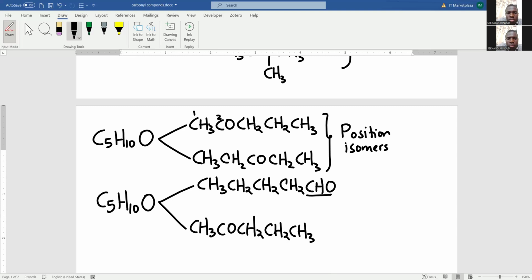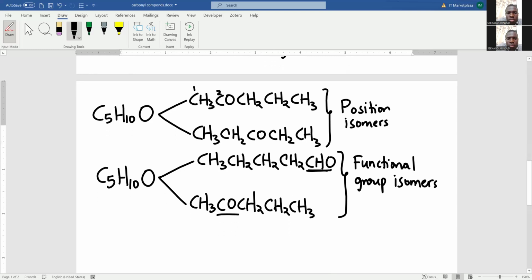So you can see that here the functional group is CO. In simple terms, for ketones, the carbonyl carbon is within the chain, inside the chain. However, for aldehydes, if you go from the first video, this is how they look like. The functional group is always towards the end. So these functional groups are different, and these are the functional group isomers.